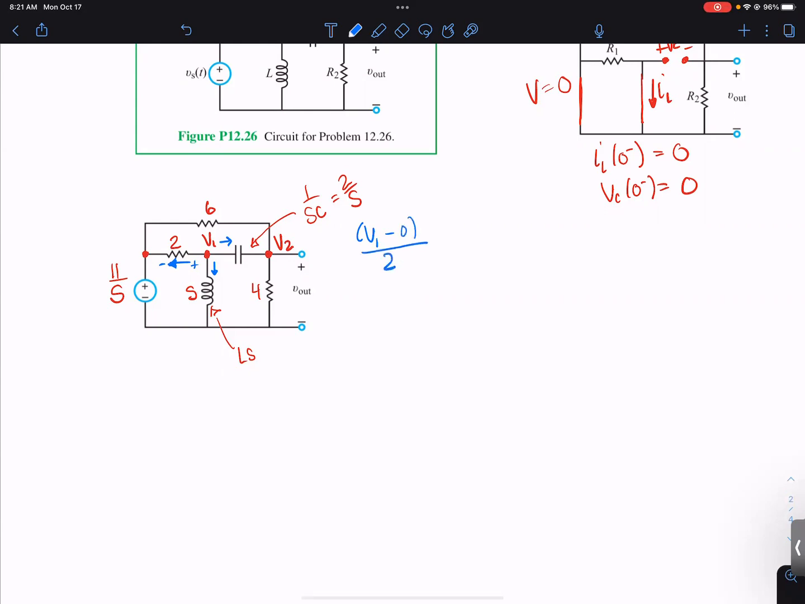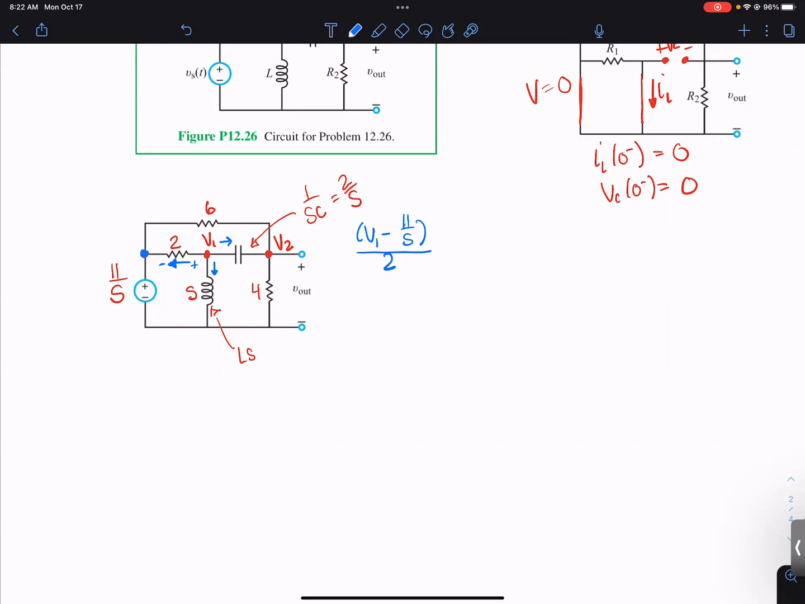Is that correct? Anybody think that? V2. What's this node though? Is that 0? So it's not 0 there. So you would do 11 over S over 2. No, I have my resistance backwards. Okay. So do you see now?